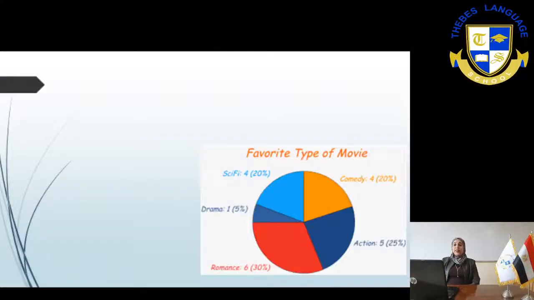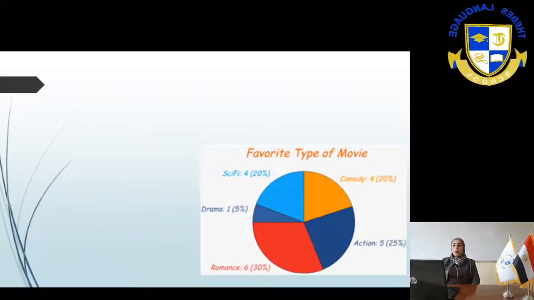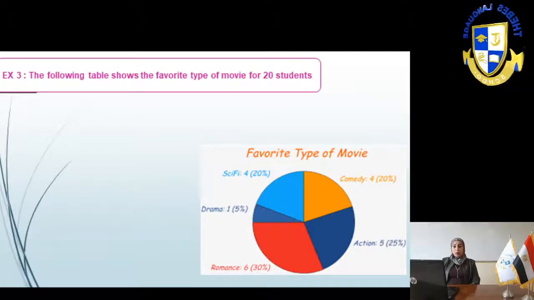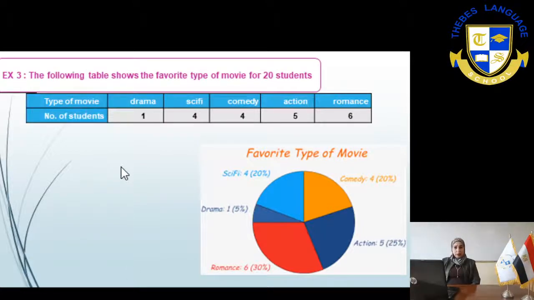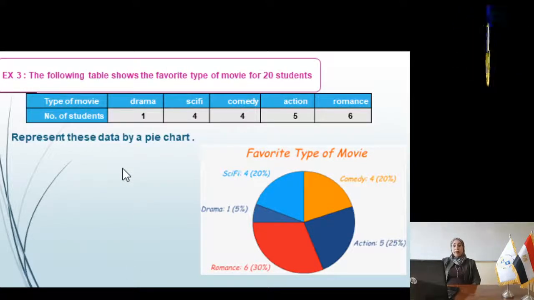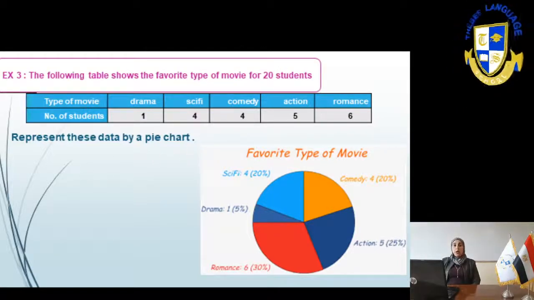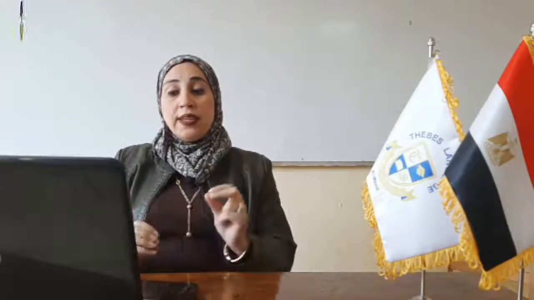Okay? Our last example. The following table shows the favorite type of movies for 20 students. Types of movies: drama, scientific, comedy, action, and romance. Number of students who prefer this kind of movies: 1, 4, 4, 5, and 6. Represent this data by a pie chart. Okay, at the beginning, I don't have the percentage here. So how could I calculate the angle? By calculating the fraction of each movie.